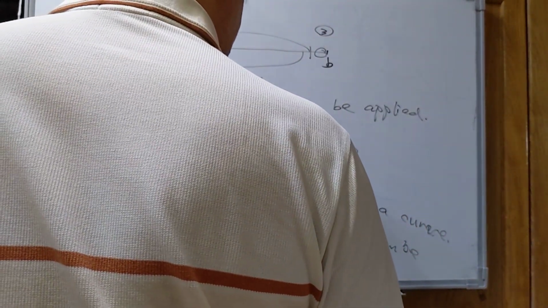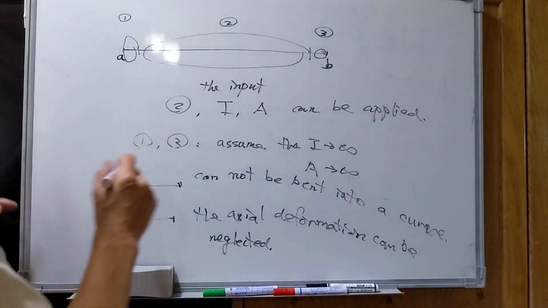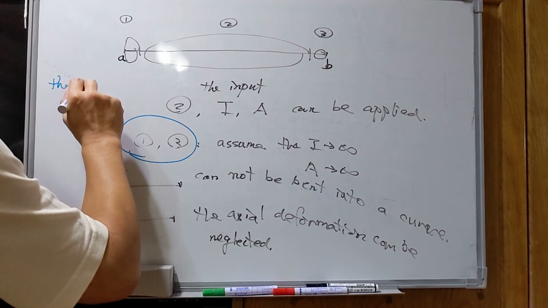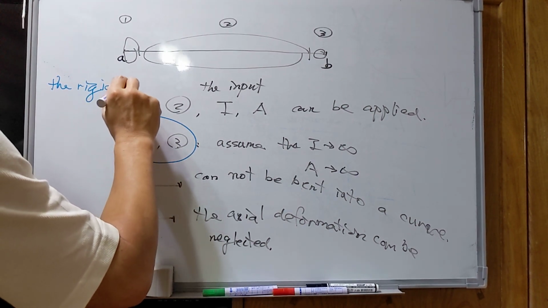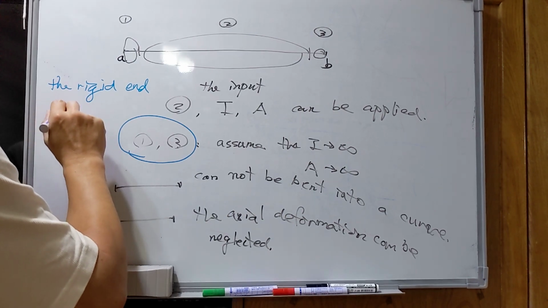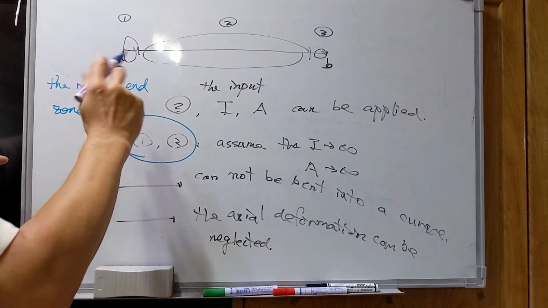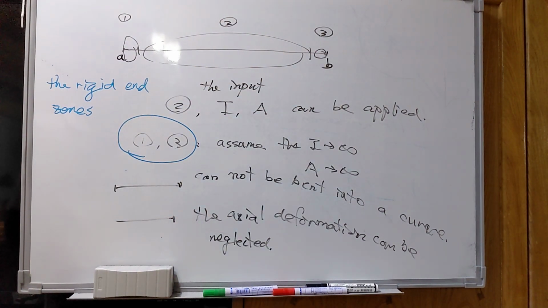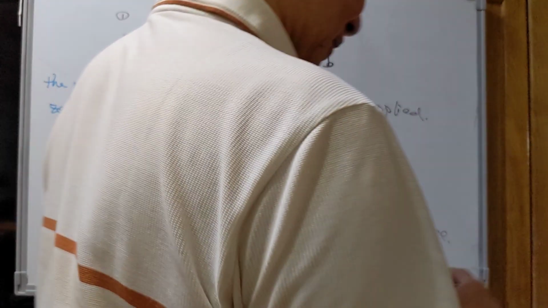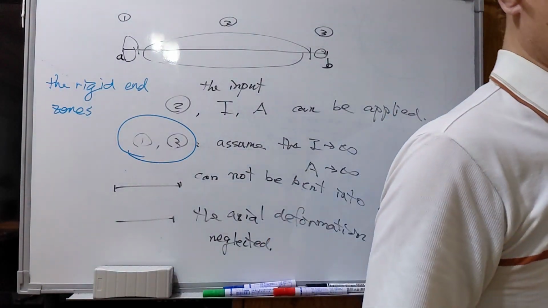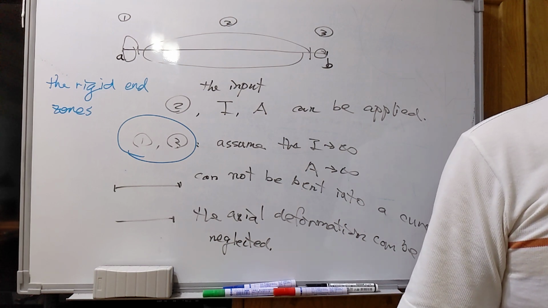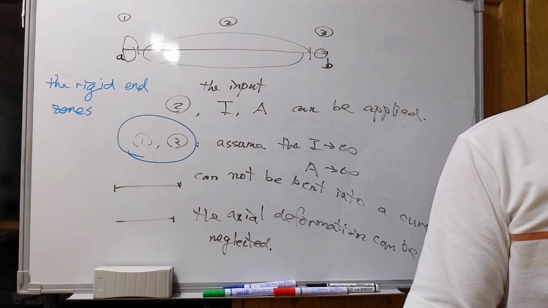For these parts, they are called the rigid end zones. Okay, so part 1 and part 3 are the end zones, the so-called rigid end zones.